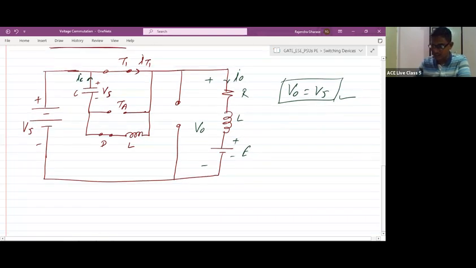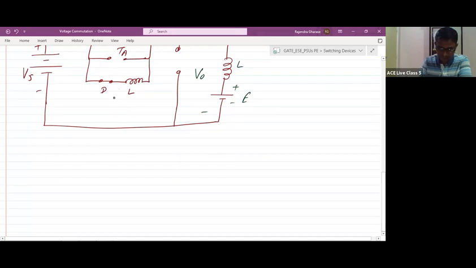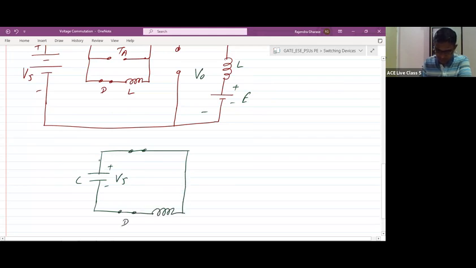Now, let me redraw this network, only this inner loop, such that we have the passive capacitor C. The initial voltage across the capacitor is Vs, and here it is the inductor L and a diode D, which is in an on state. So capacitor C is initially charged to the voltage of Vs volts. Here it is thyristor T1. Next, here it is diode D, the inductor, and this is the IC.